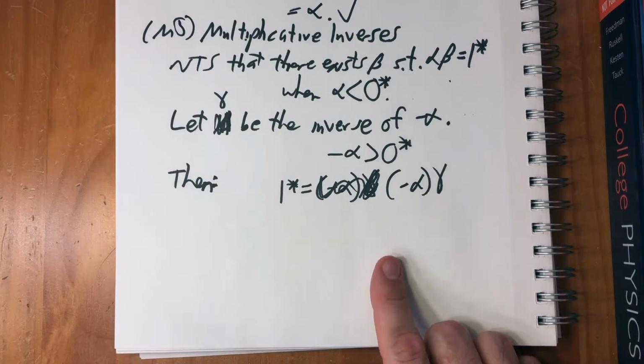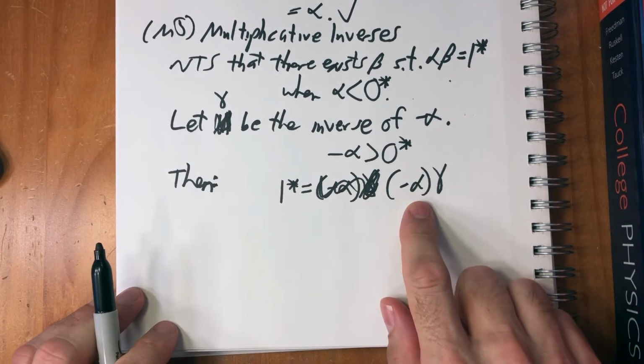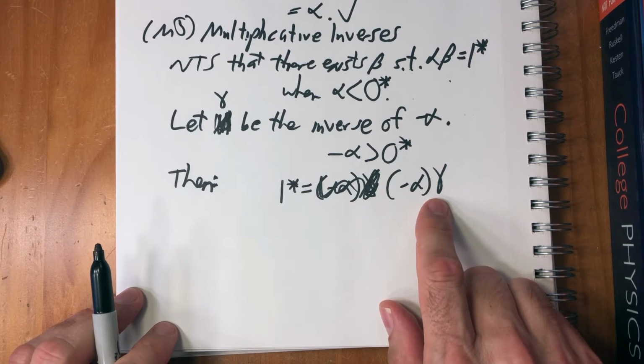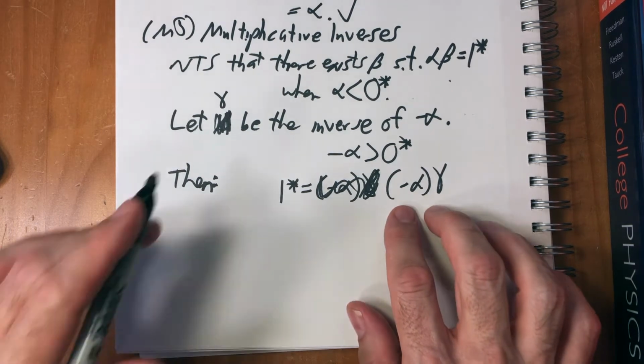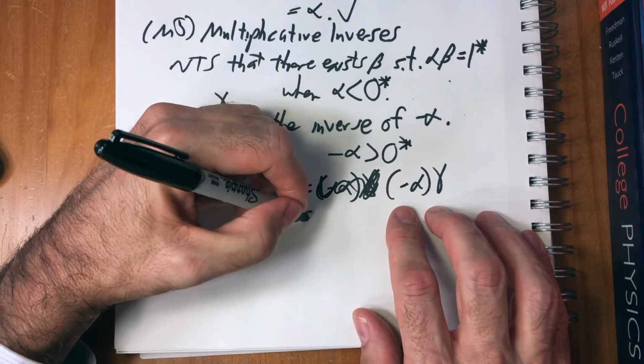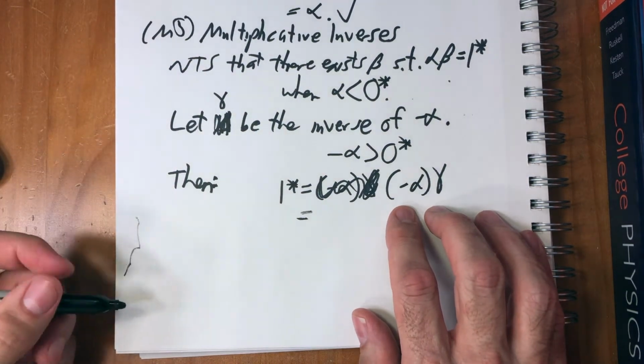So we have that 1 equals minus alpha, so that's positive, and this is positive. So now we're going to use the reverse definition here. What happened to my pen? What did I do?